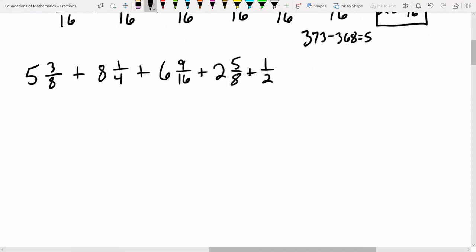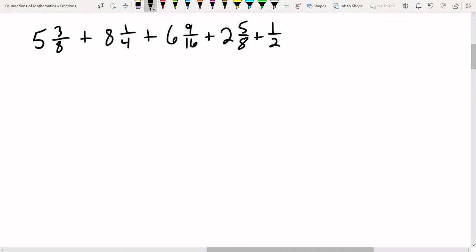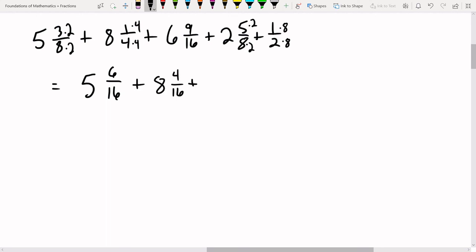The first thing I want to do here is get the denominators to be the same. I'm going to make them 16. That one's fine. This one's times 2, and this one's times 8. Now what we get is 5 and 6/16 plus 8 and 4/16 plus 6 and 9/16 plus 2 and 10/16 and 8/16.